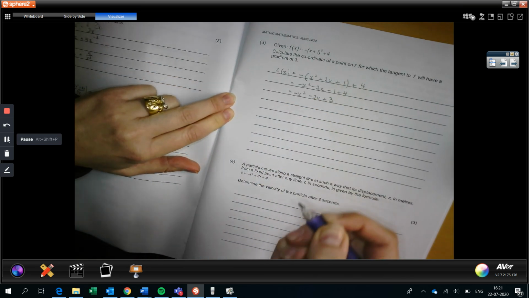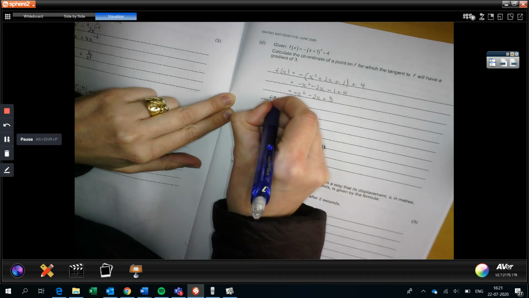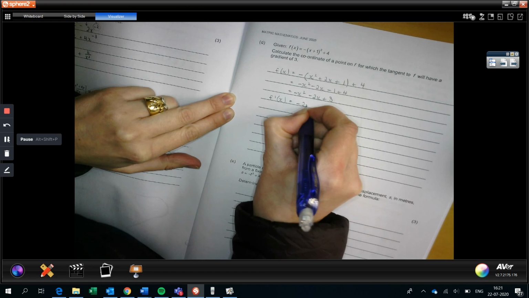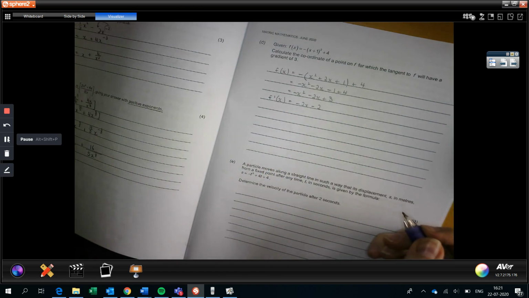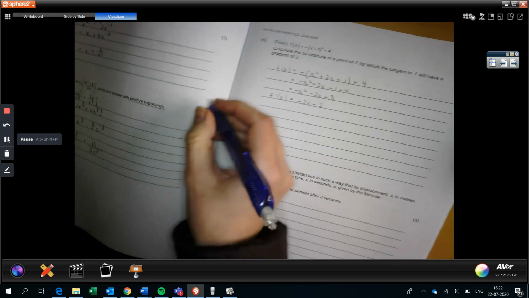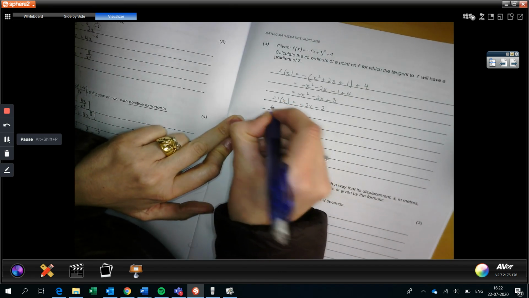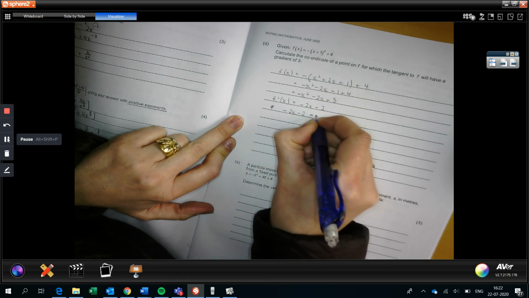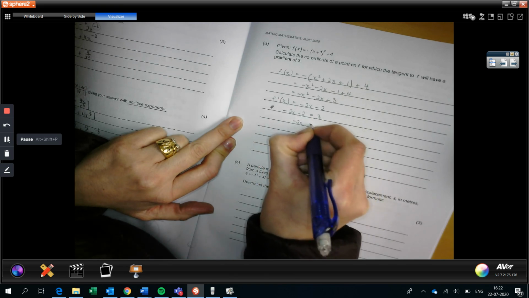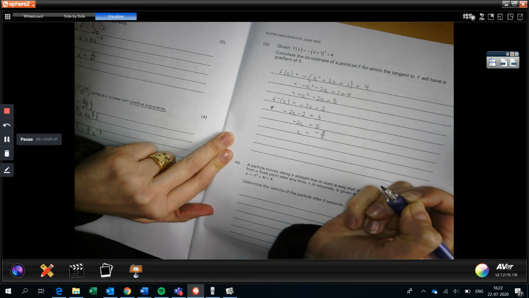Okay, now let's differentiate that. So f dashed of x is negative 2x minus 2. Now it says the coordinate of a point on f for which the tangent to f will have a gradient of 3. So let's work out minus 2x minus 2. That must have a gradient of 3. So x is negative 5 over 2. Okay, that's the x coordinate.